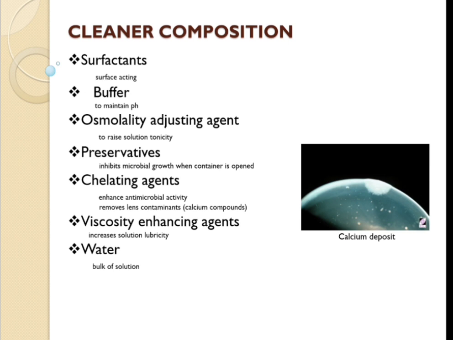We have some cleaner compositions in the contact lens solution. That is a surfactant, a surface acting agent. A buffer is used to maintain the pH level of the contact lenses. An osmolarity adjusting agent raises the solution tonicity. Preservatives inhibit microbial growth when the container is open, meaning they prevent the growth of microorganisms. Chelating agents enhance the antimicrobial activity.